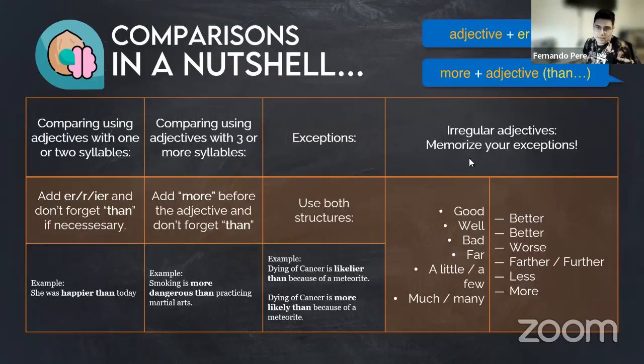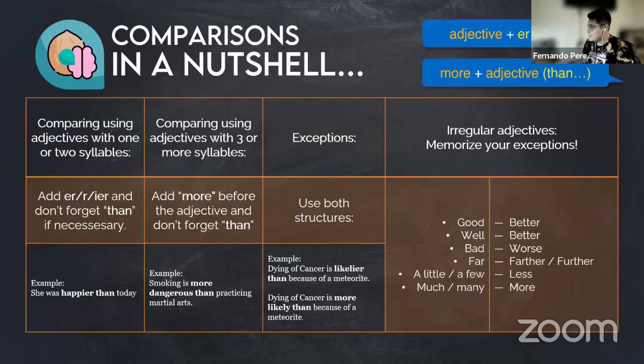Finally, memorize irregular forms like good, well, bad, far, little, few, much, and many. And with this information, you are ready for the exam. Next class, on Wednesday, we are going to cover superlatives, the top number 1. But at this moment, you have information, and on Monday, we have conversation. Any question?